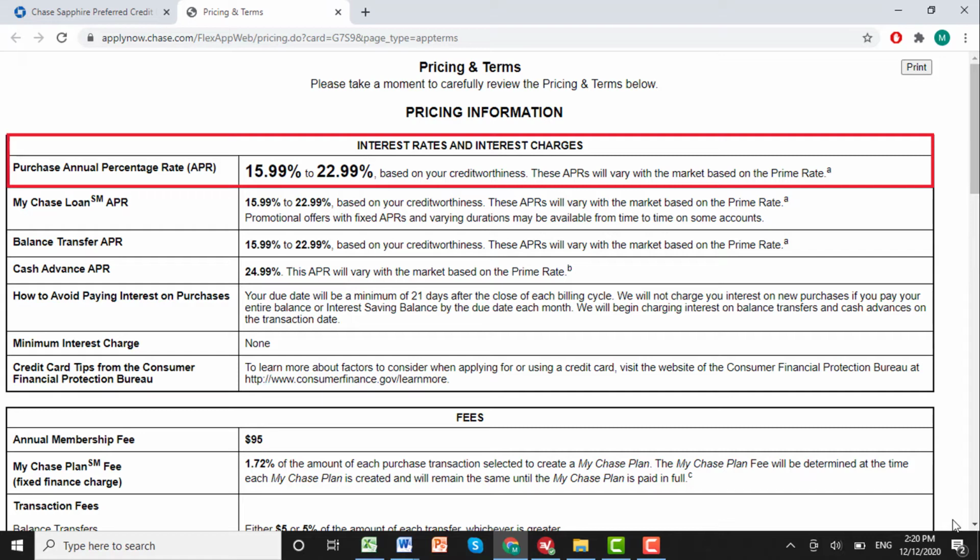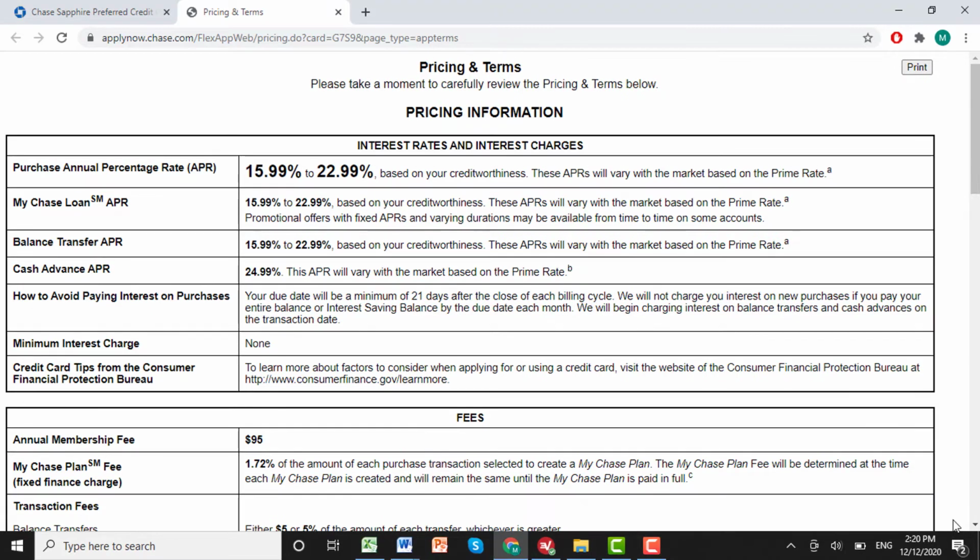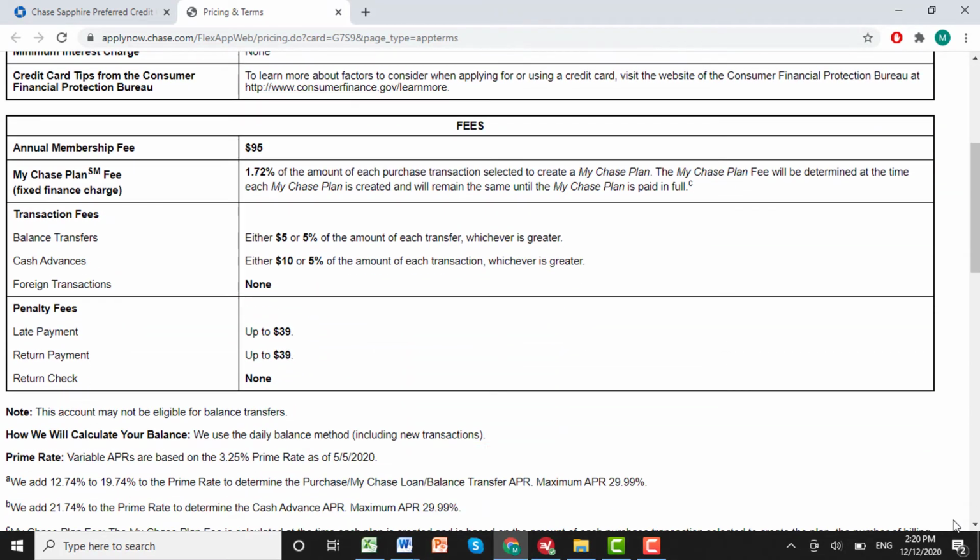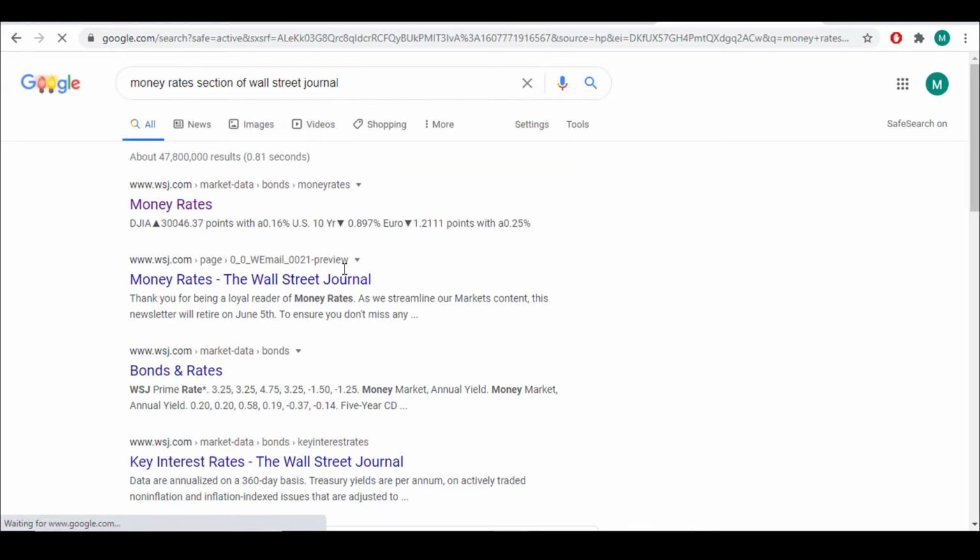So you can find the prime rate usually in two places. If you pull the latest pricing and terms, it should have the most updated prime rate. And if we scroll down a bit here, you can see the prime rate as of May 5th, 2020 is 3.25%. But you can also find this in the US, for example, in the money rates section of the Wall Street Journal. And I'll pull it up and you can see it here.